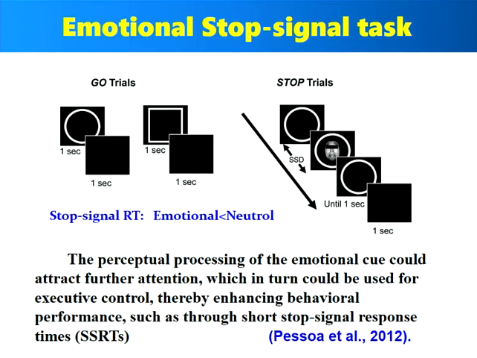We often use the emotional stop signal task. Here are the go trials. The other one is stop trials. The perceptual processing of the emotion cue could attract further attention, which in turn could be used for executive control, thereby enhancing behavioral performance, such as through shorter stop signal response times.